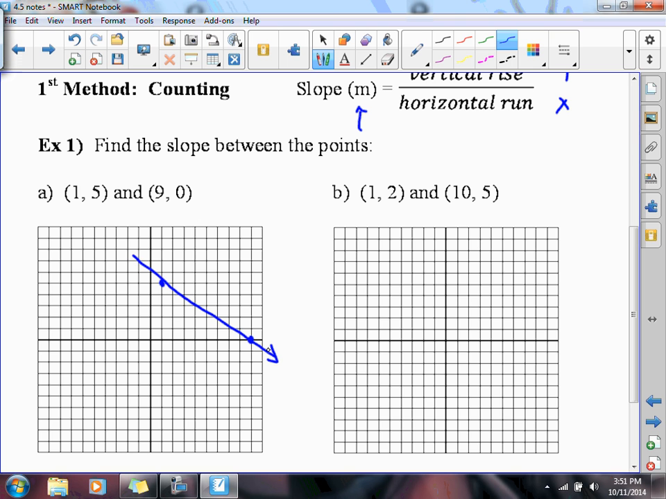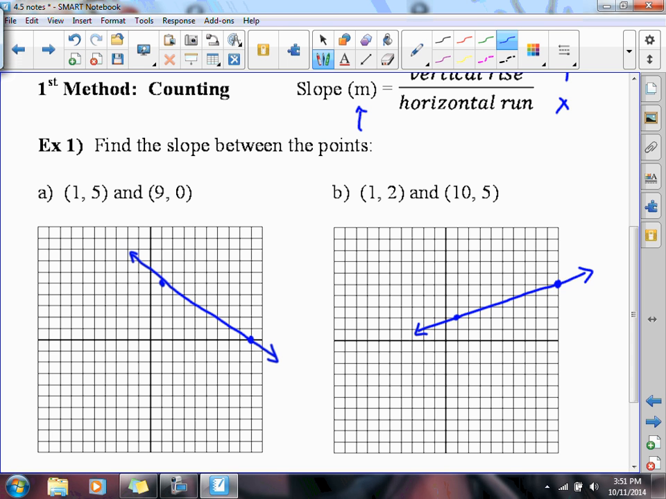I'm going to take a moment and connect the other points in part B first, just so I have all my points plotted before I start talking about the slope. So we've got (1, 2) and then (10, 5). Okay. So there are my points and the line that they are on.